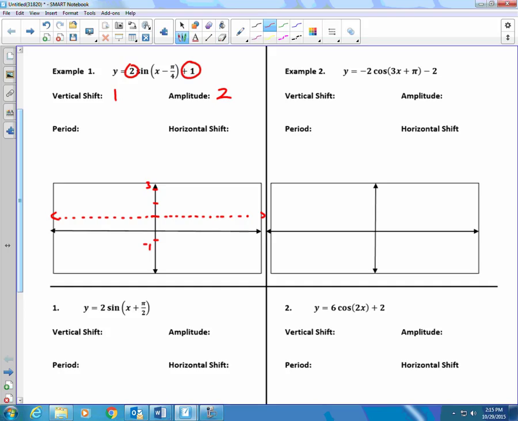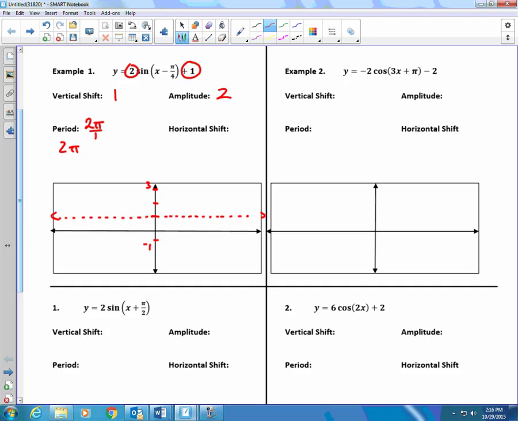All right, so we have those. The period I find by taking 2 pi, and I divide it by whatever number is in front of x. What number is in front of x? 1. So, right? Okay, thank you. 2 pi divided by 1 is 2 pi. So my period is 2 pi.